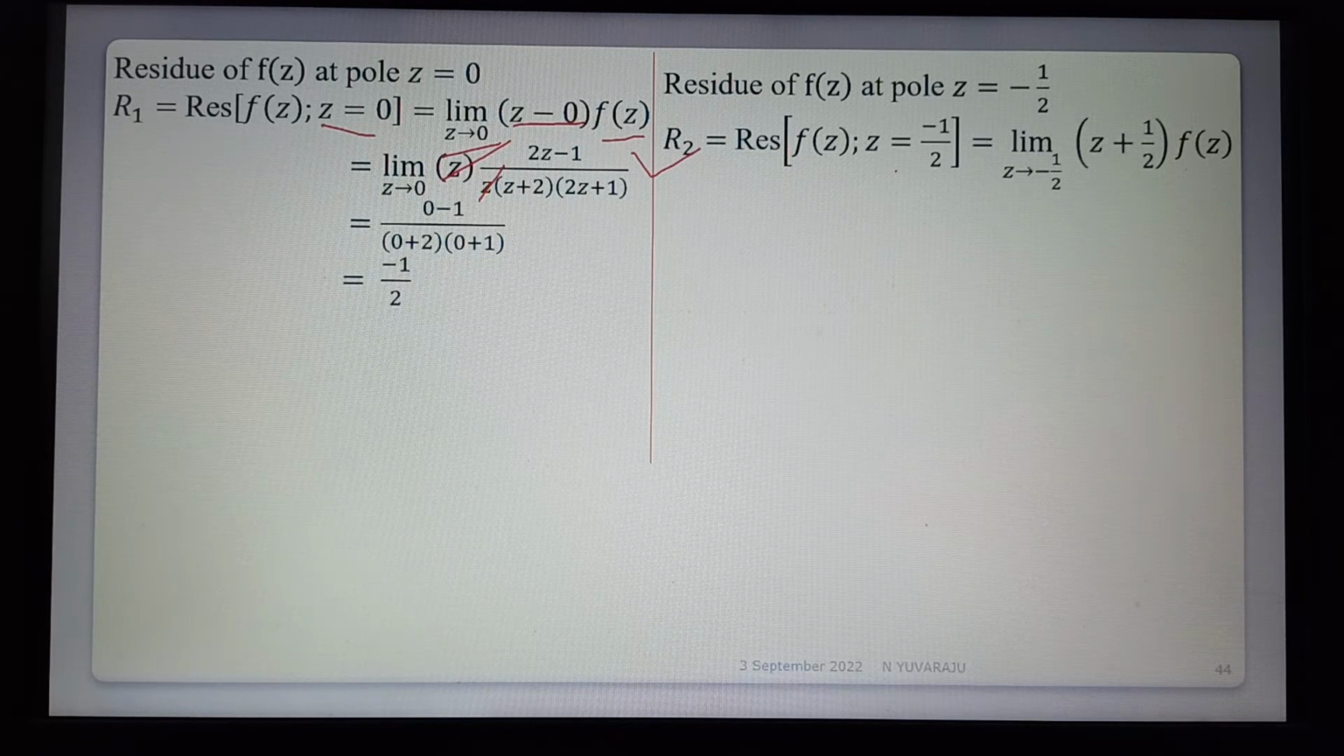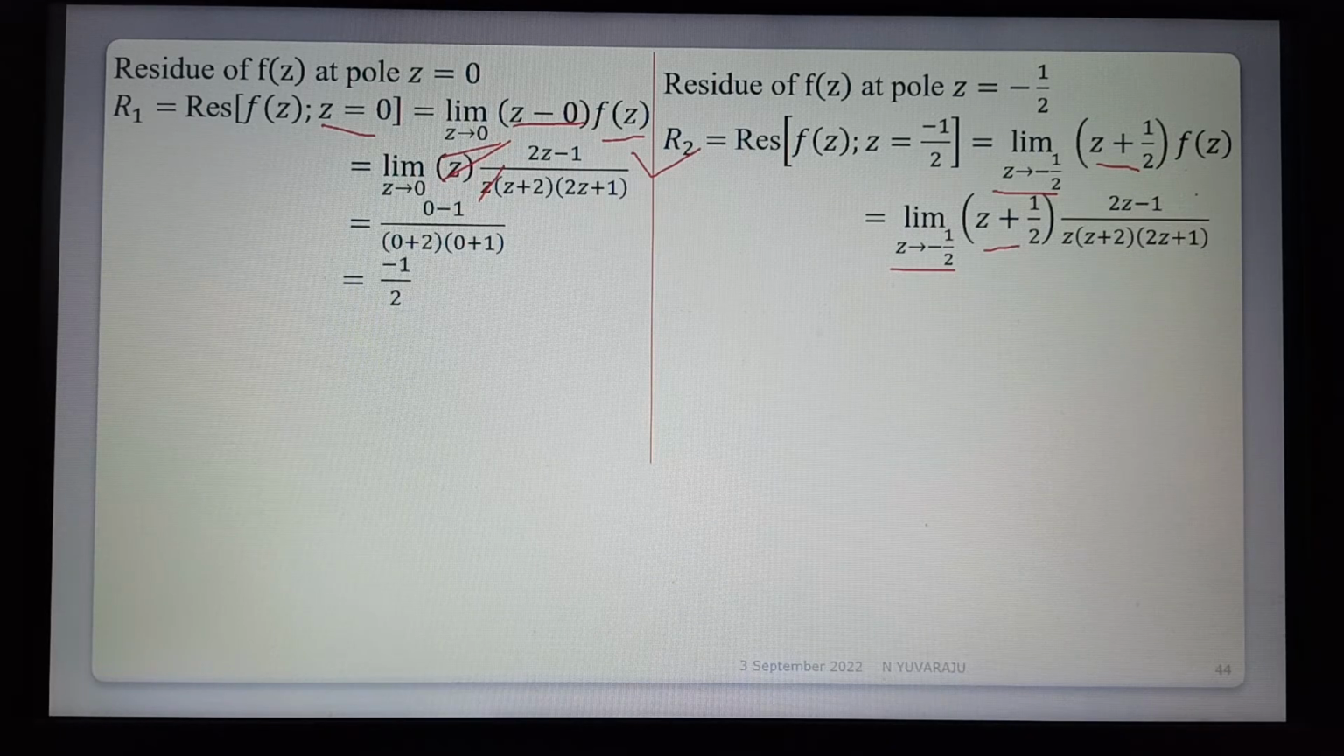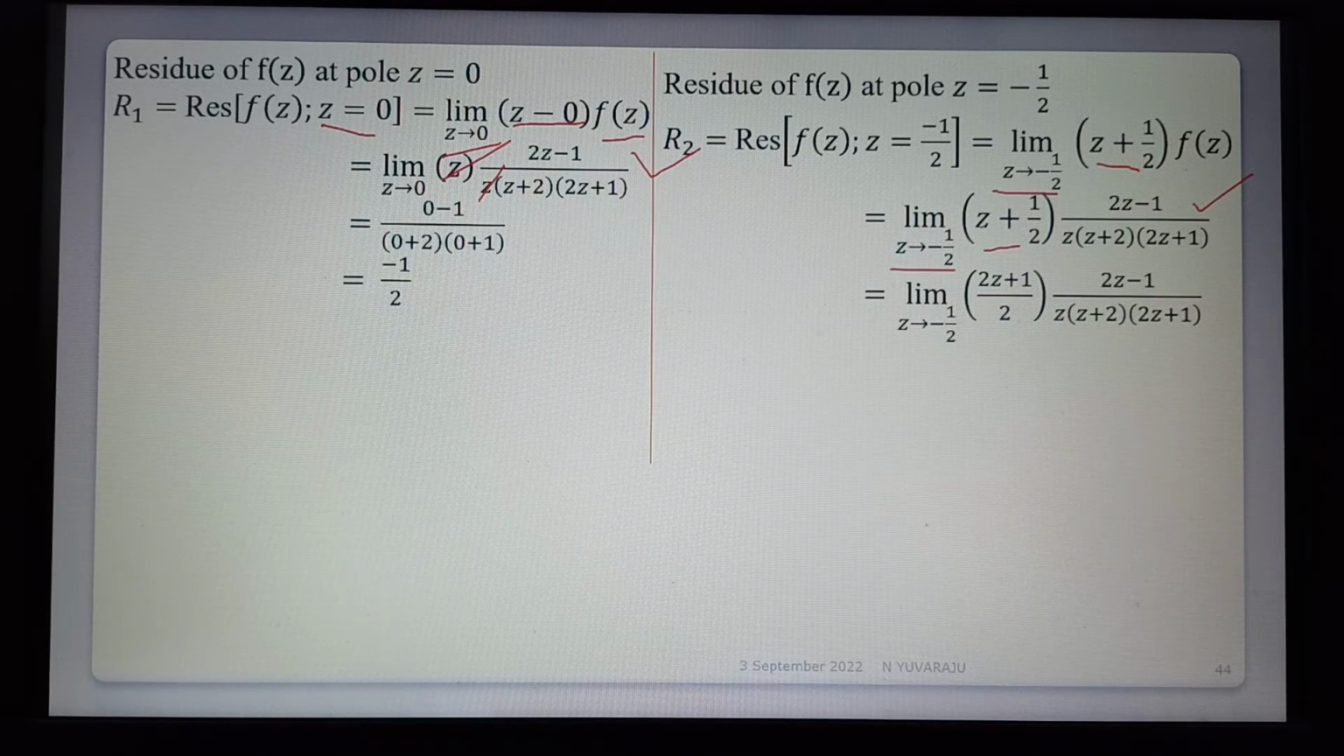So same formula at the point z is equal to minus 2, R2. Limit z tends to minus 1 by 2, (z plus 1 by 2) into f of z. Substituting the function here, take the LCM: 2z plus 1 by 2. Here 2z plus 1, here 2z plus 1 cancel. Remaining, z is equal to minus 1 by 2, substituting. That is equal to 1 by 2 into (minus 1 by 2 minus 1) into (minus 1 by 2 plus 2). So the simplification is 4 by 3.